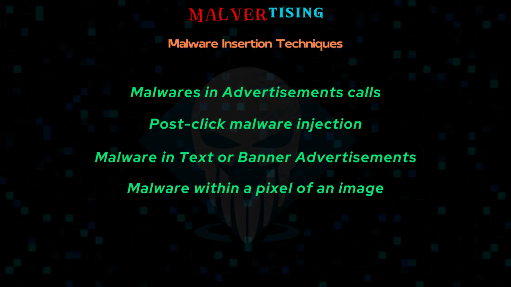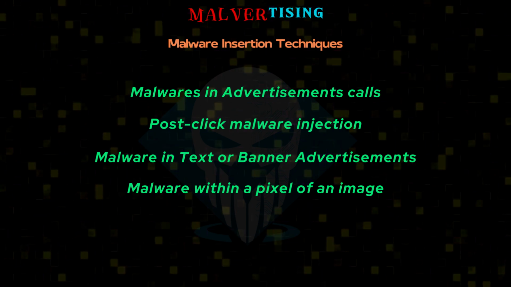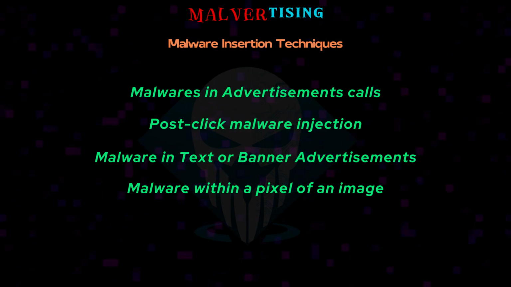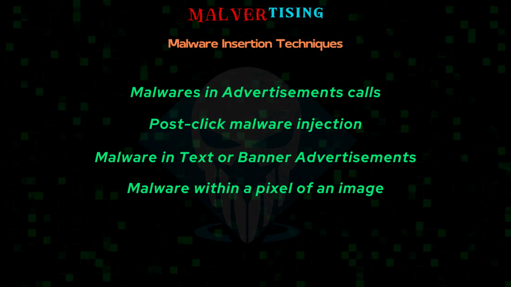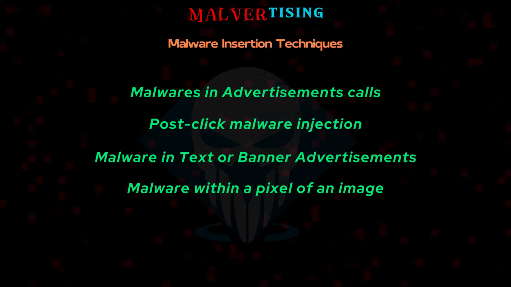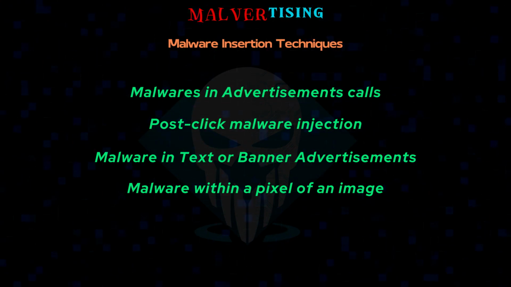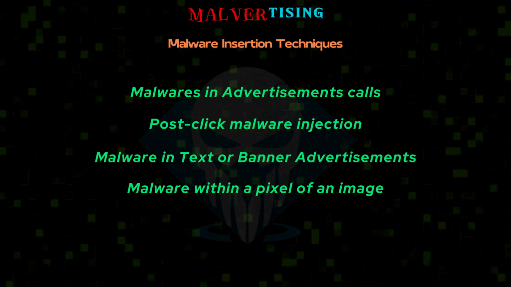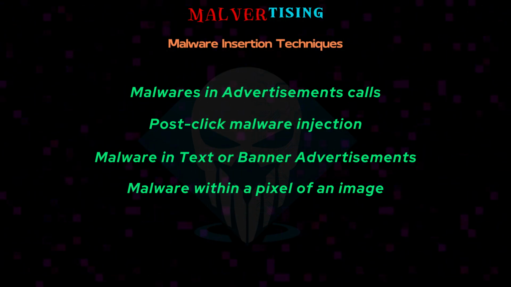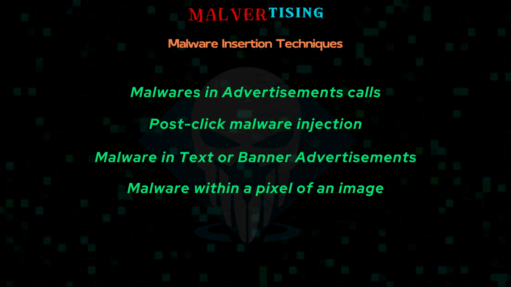Malware within a pixel of an image. The pixels are embedded with code in an advertisement call. A legitimate pixel sends data to the server for tracking purposes. If an attacker intercepts a pixel's delivery path, they can send a response containing malicious code to the user's browser.